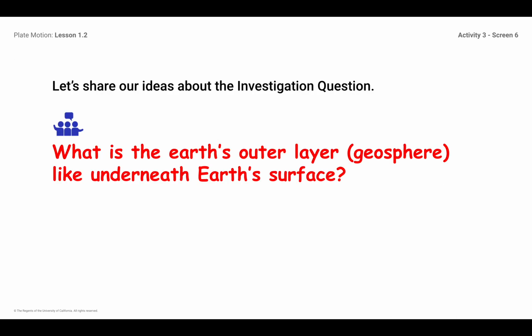So when we come back to our ideas about the investigation question, what is the Earth's outer layer, or geosphere, like underneath Earth's surface? And it is, everybody say it loud, say it proud, hard, solid rock.